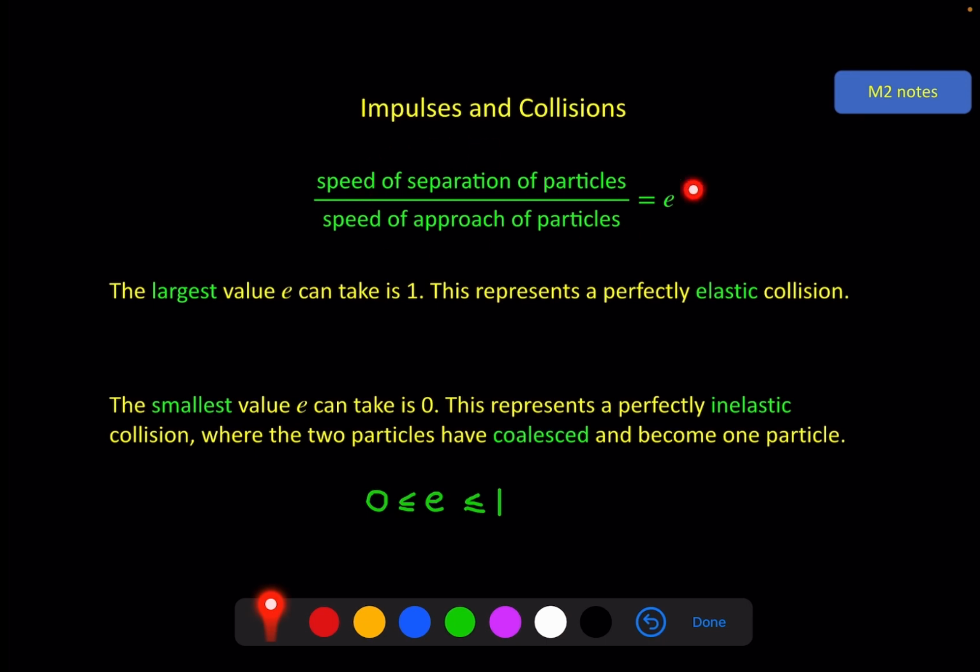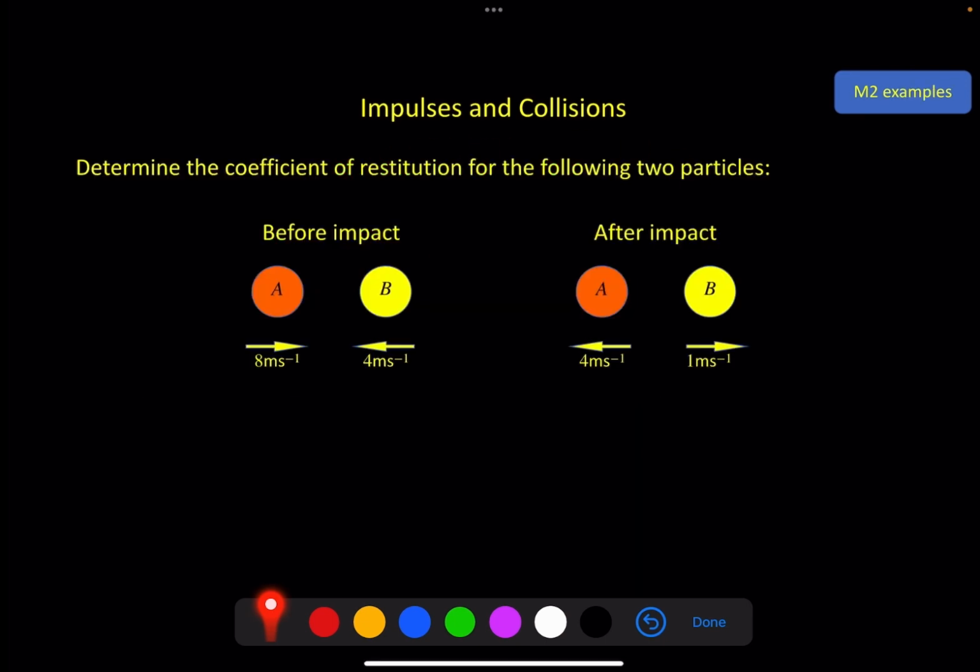Two more examples with this ratio, and then we'll look at how this fits in with the things we already know. Determine the coefficient of restitution for the following two particles. This is similar to the previous one, but here we've got the two approaching. So here we've got 8, with this as a positive direction for the velocity. Here we've got -4. So the difference in the velocities here gives us 12. Now I need a speed, not a velocity, so the magnitude of that, which of course is still just 12. So the speed of their approach is 12.